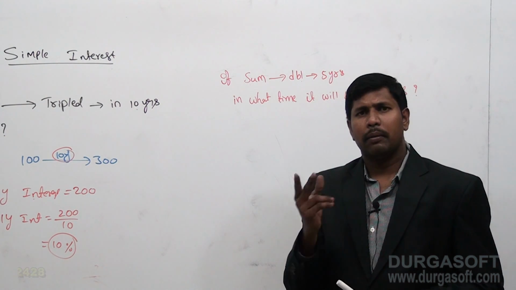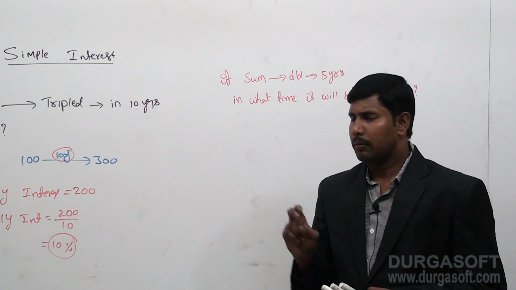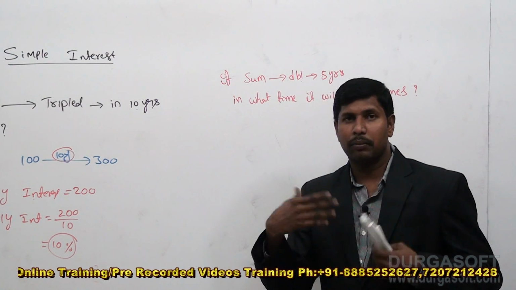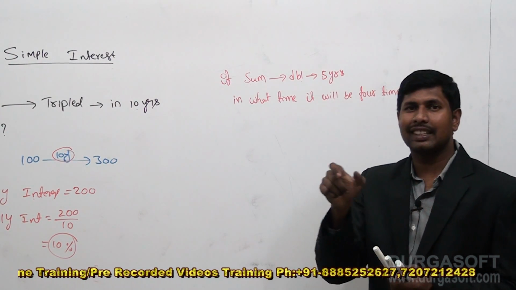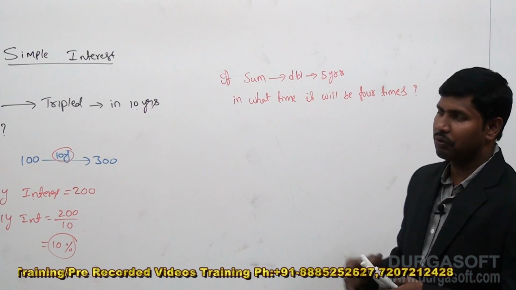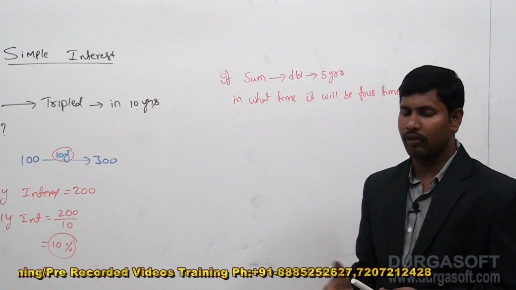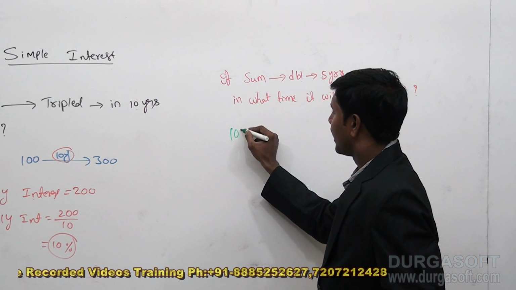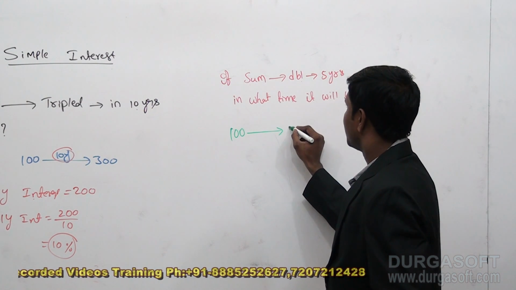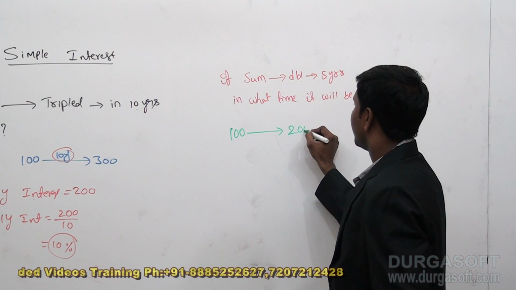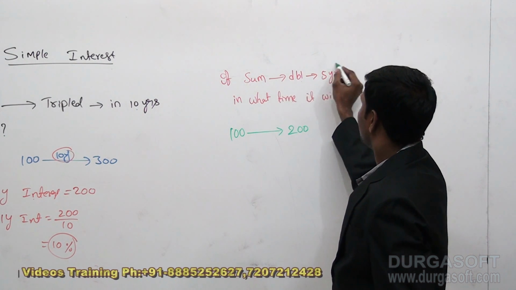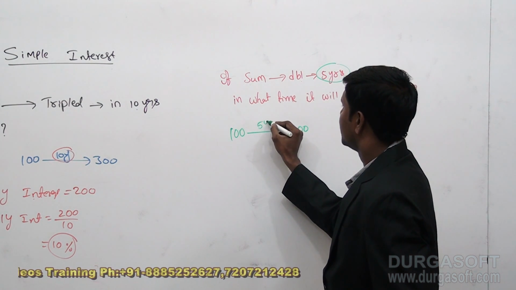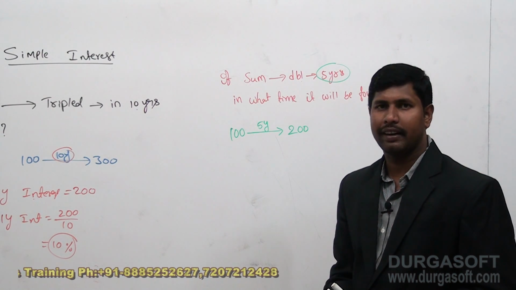The sum of money doubled in 5 years. It will be doubled in 5 years, and we want the time in which the money will become 4 times the principal amount. Now let's see. The meaning of this is simply, if I take 100 rupees as the principal amount, it will be 200 after what time? 5 years. So in 5 years it will be 200.